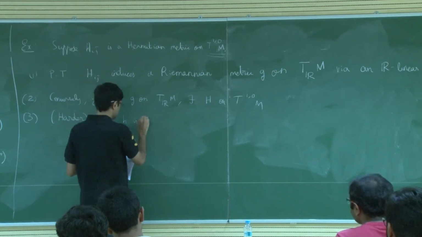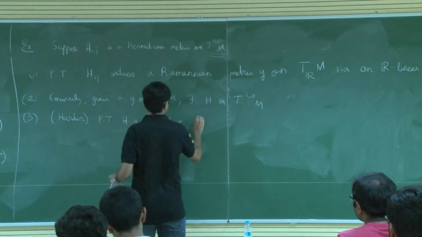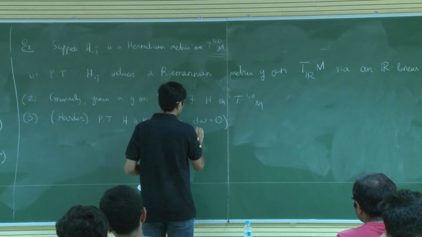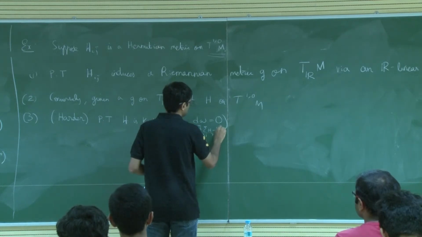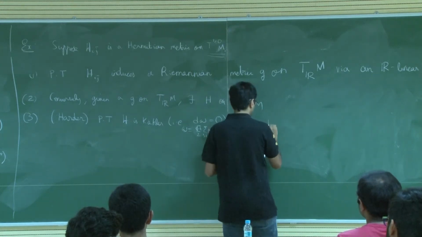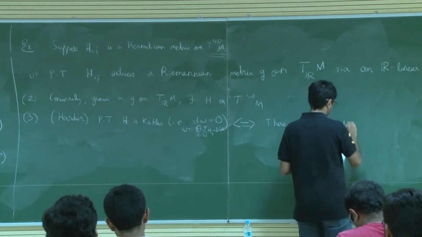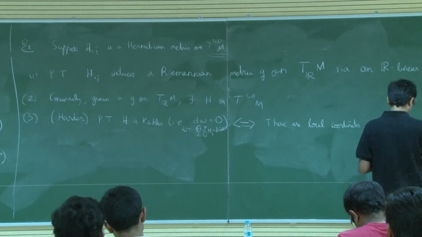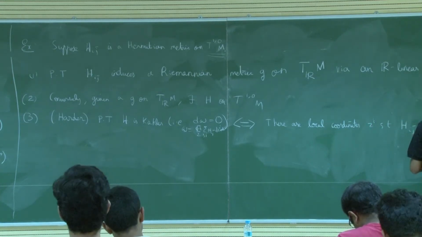Prove that H is Kähler, that is omega is closed, where omega is this thing, the sum over ij of hij dzi wedge dzj bar, if and only if there are local complex coordinates zi such that H is the identity matrix up to the second order.